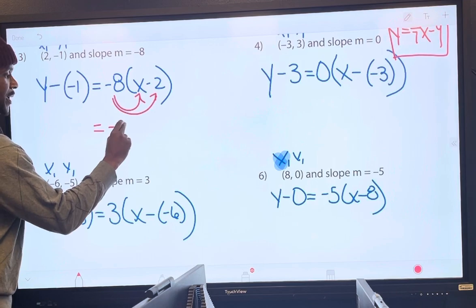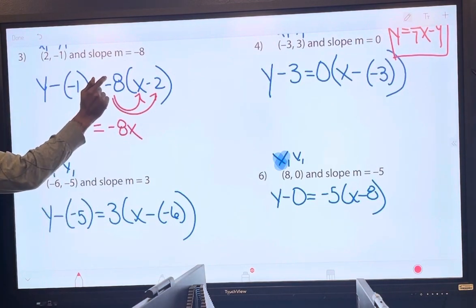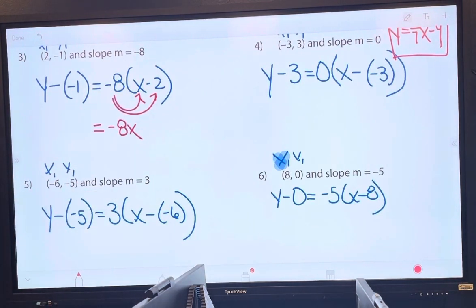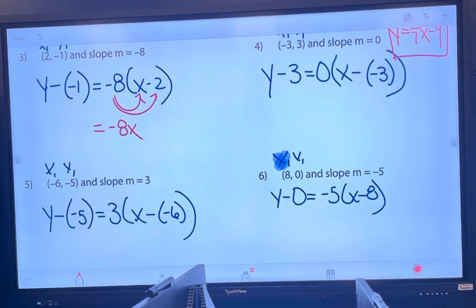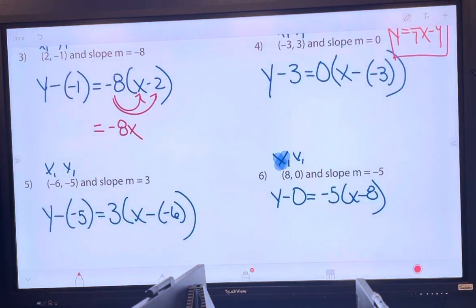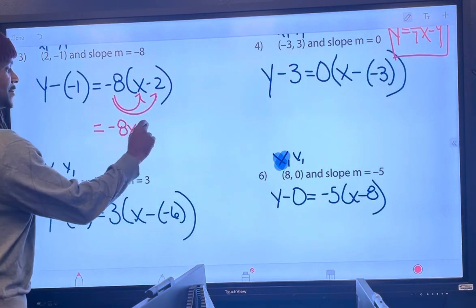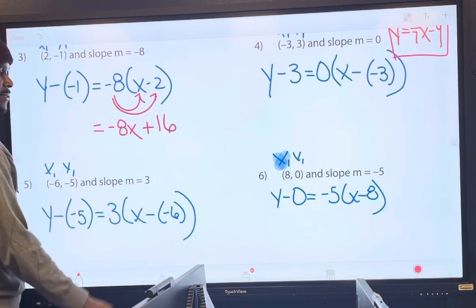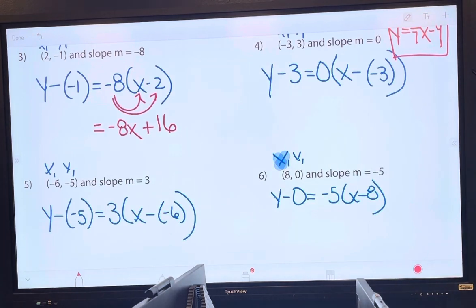Then what's negative 8 times negative 2? Negative 16. No. You said times. Negative 8 times negative 2. Not negative 16. I said negative 16. It's not negative 16. It's 16.